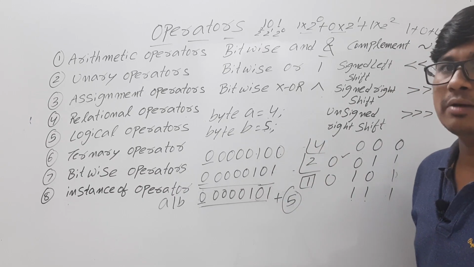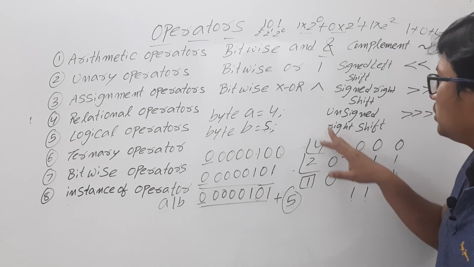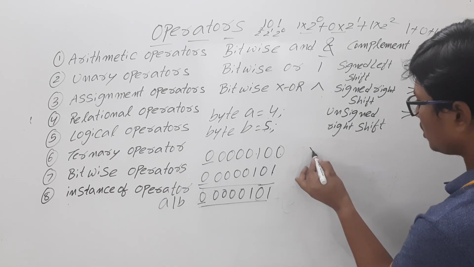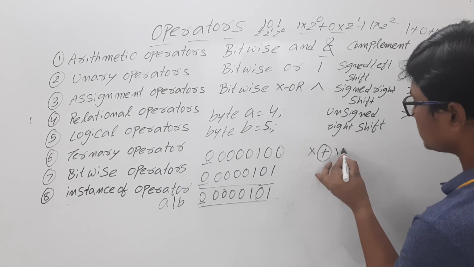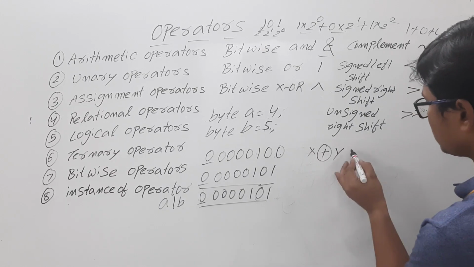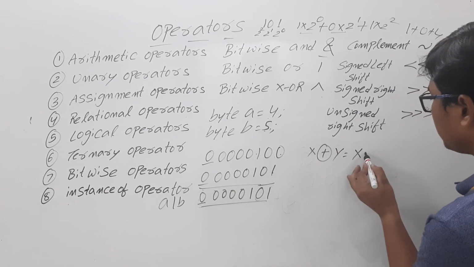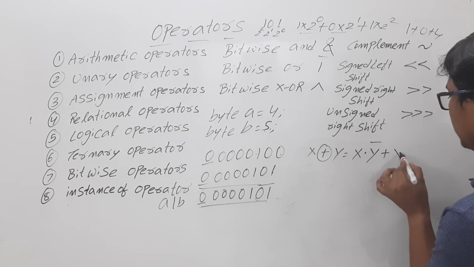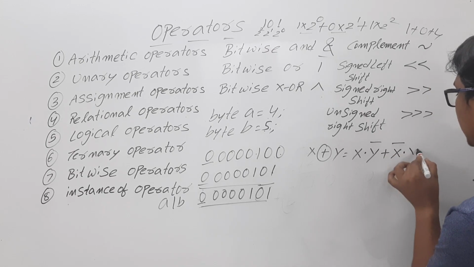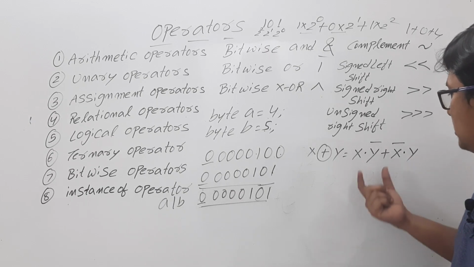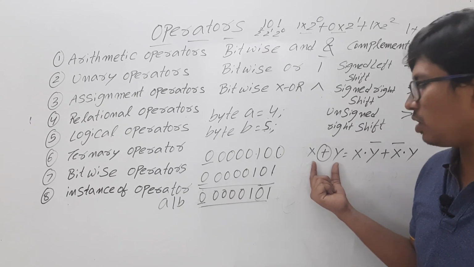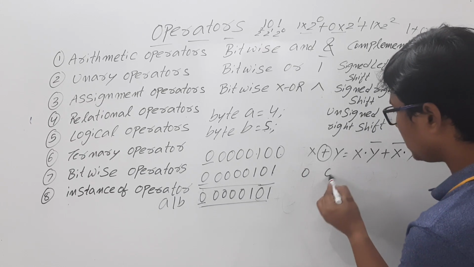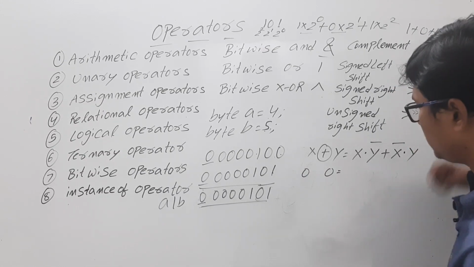Now, let me discuss about the exclusive OR. To discuss about the exclusive OR, let me erase this content. Exclusive OR in digital logic design, we will represent like this: X bitwise AND Y complement or X complement bitwise AND Y. So, this is the expansion for exclusive OR. Now, if you substitute the X value as 0 and Y value as 0, look at what will be the output.